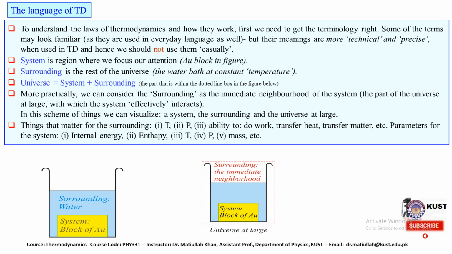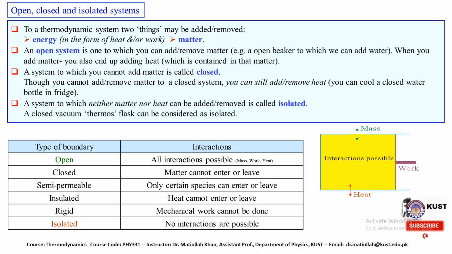Here we have a simple example. If we have a block of gold that is placed in water, the water is the immediate neighborhood, so it is the surrounding. If we consider the whole beaker that is full of water, then the surrounding air is the immediate neighborhood, so it is considered to be the surrounding.